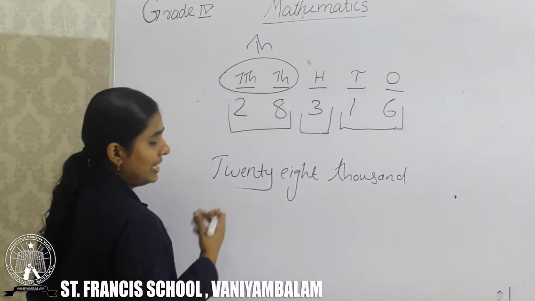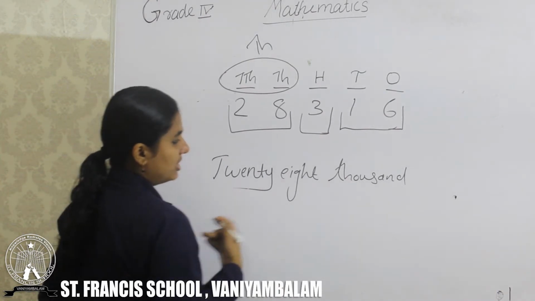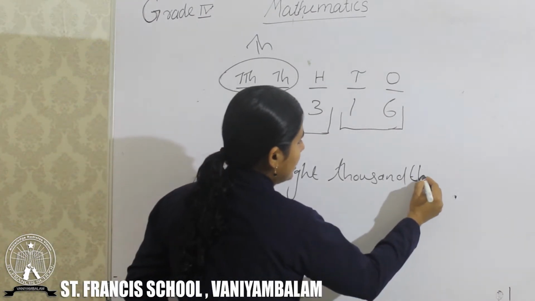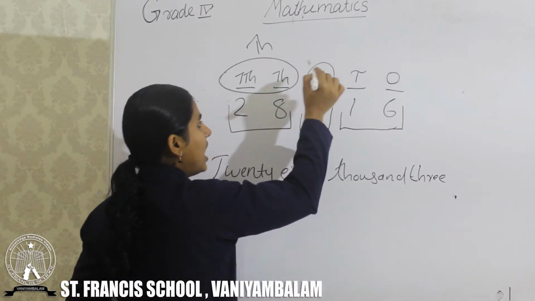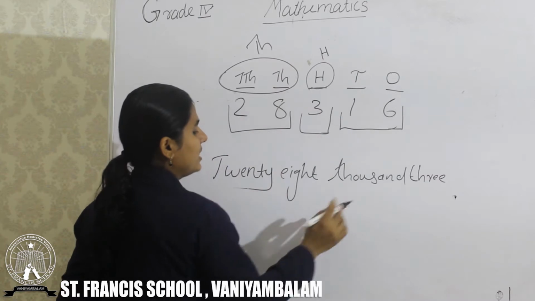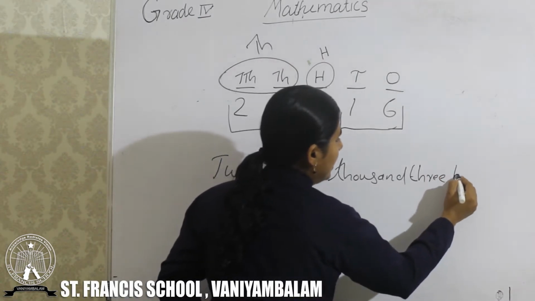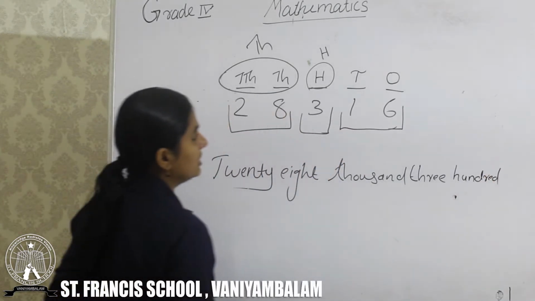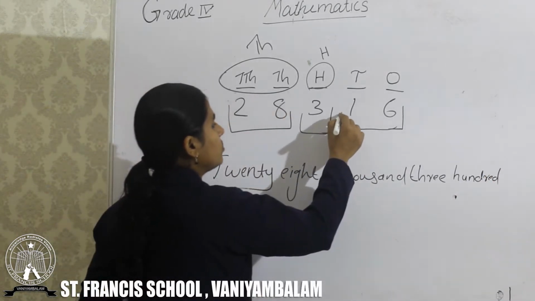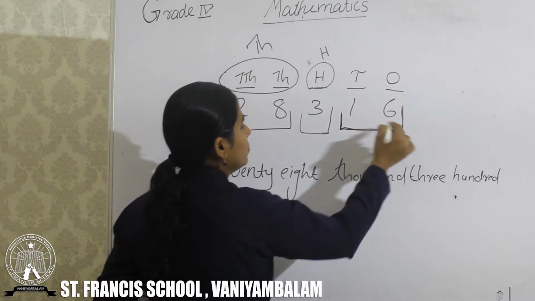The next part is 100. There we have which number? Number 3. Write here THREE. 3 stands in which place? 100 place. Then you write 300, HUNDRED.